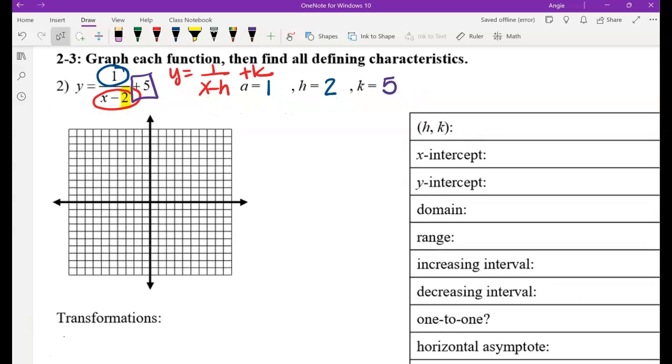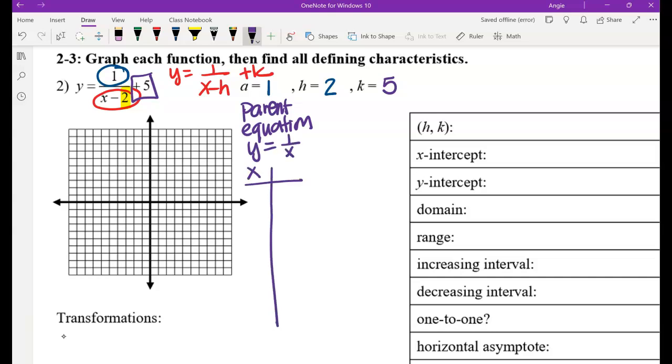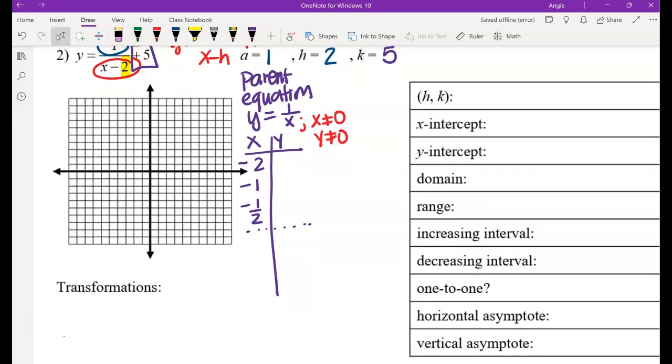Let's make your parent equation, which is y equals 1 over x. And we want to pick values for this, okay? Remember, for the parent function, x can never be 0 and y can never be 0. So let's pick some x values. We're going to pick negative 2, negative 1, negative 1 over 2. We can't pick 0 because that's going to give us your asymptote. Then we're going to pick 1/2, 1, and 2.